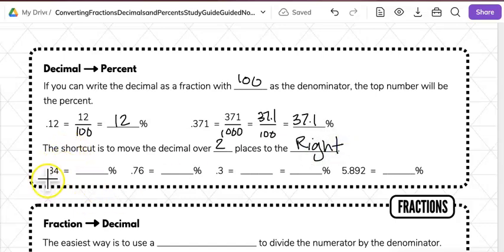So I think this is the easiest, where you just go 1, 2 over and you get 84%. 0.76, I'm going 1, 2 over, 76%. This is 1, 2, and there's nothing in that, so you have to have a placeholder, which we always put zeros. So that would be 0.30 or 30%. And again, 5.892 is 589.2%.